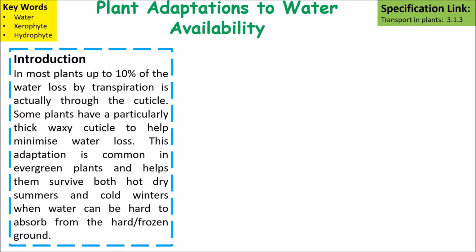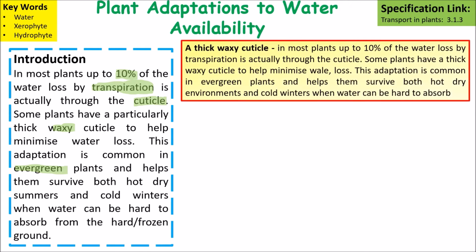So, in plants, up to 10% of the water is lost by transpiration, and it's actually lost through the cuticle of the plant. So some plants have particularly thick, waxy cuticles to help minimize water loss. This adaptation is common in most evergreen plants and helps them survive both hot and dry summers and cold winters when water can be hard to absorb from hard or frozen ground. So a thick, waxy cuticle, like we've just said, helps stop excess water loss.